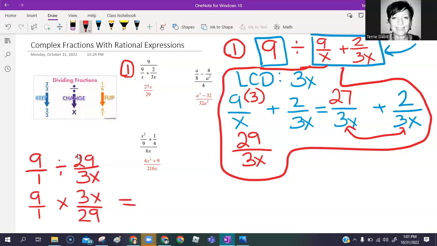Multiply straight across. 9 times 3 is 27x. 1 times 29 is 29. Final answer. And check, yes. That's why I like to give y'all the worksheets that have the answers on them. Because when you do the problem, you can figure out if you got it right.